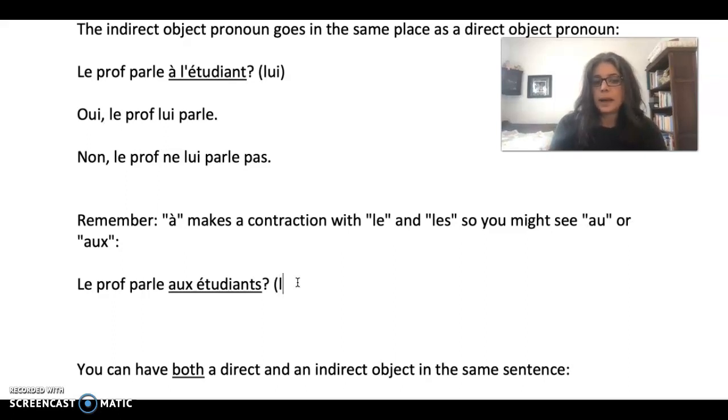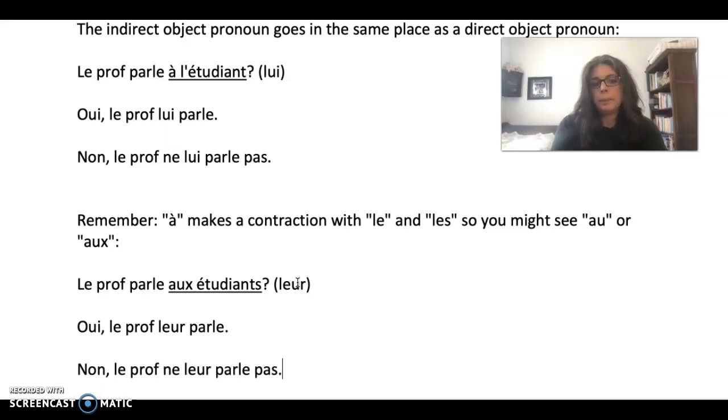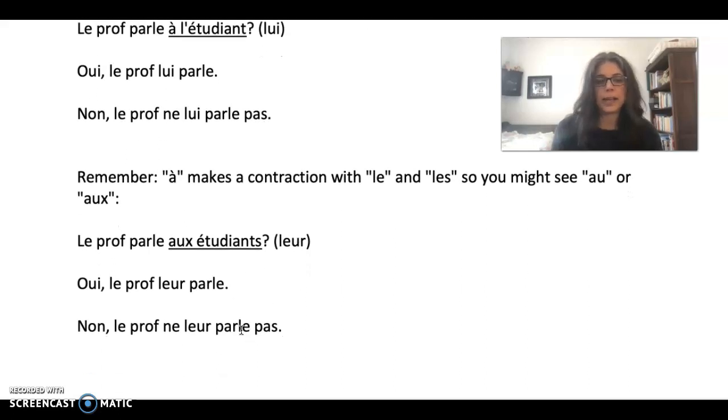We're going to replace that one with leur because it's plural, so that when we answer, so the question is, the teacher's talking to the students. We're going to say, yes, the teacher's talking to them. Oui, le prof leur parle. And again, if we wanted to make it negative, no, the teacher's not talking to them. Non, le prof ne leur parle pas. Okay, so put the ne pas around the pronoun and the verb.